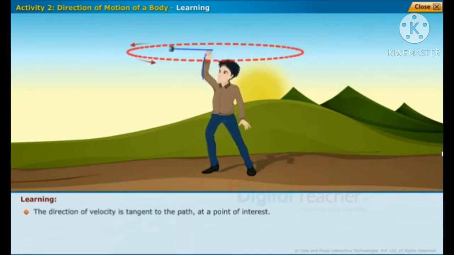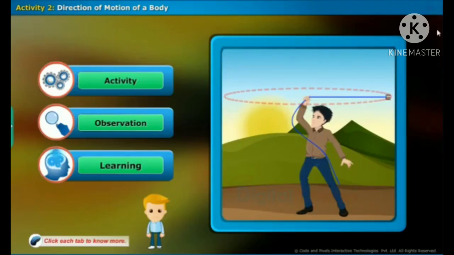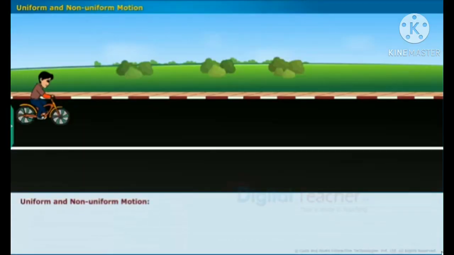The direction of velocity is tangent to the path at a point of interest. The SI unit of velocity is meter per second. Let us know about uniform and non-uniform motion.